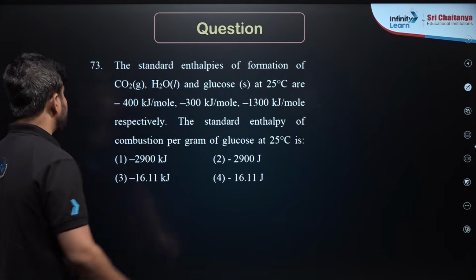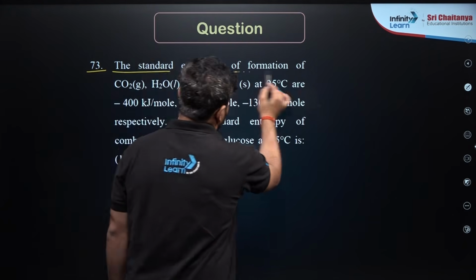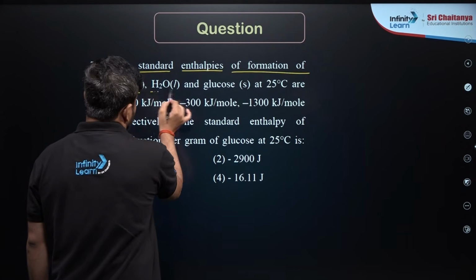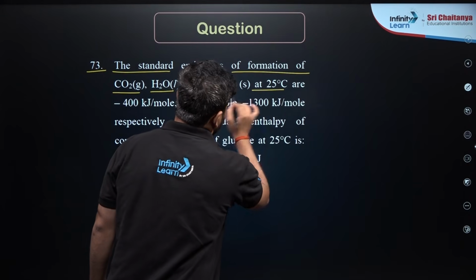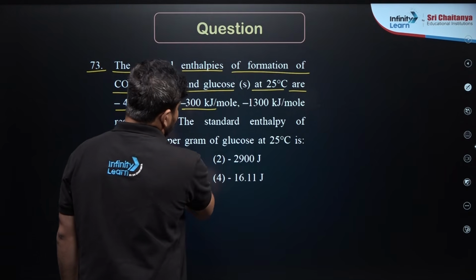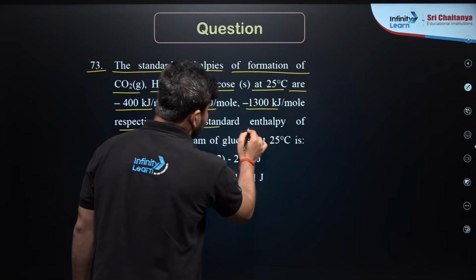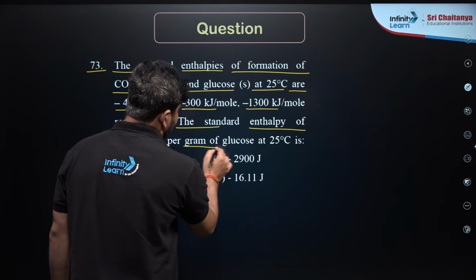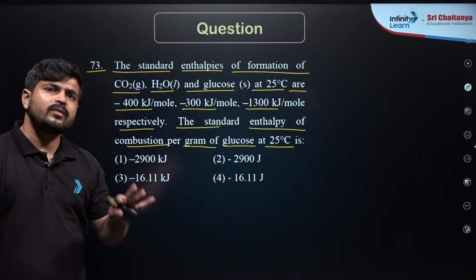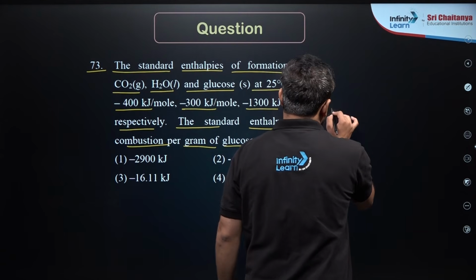Now I am coming to the next question, 73. The standard enthalpies of formation of CO2, H2O and glucose at 25 degrees Celsius are minus 400 kilojoule per mole, minus 300 kilojoule per mole, and minus 1300 kilojoule per mole respectively. The standard enthalpy of combustion per gram of glucose at 25 degrees Celsius is? For solving this question, firstly we have to calculate the enthalpy of combustion, delta H C.